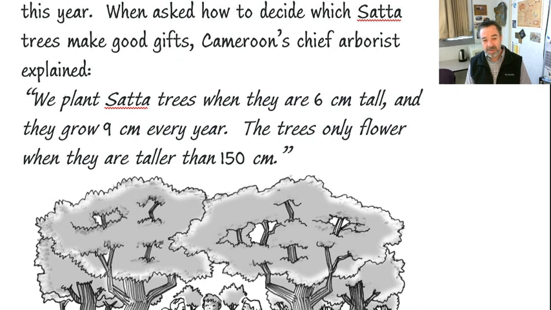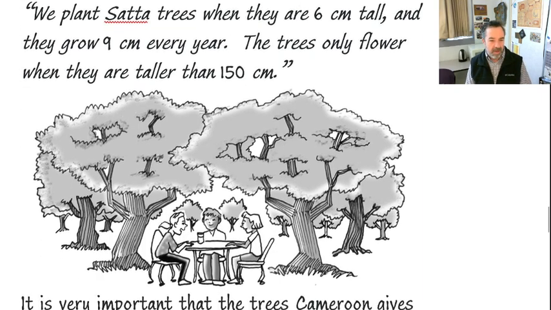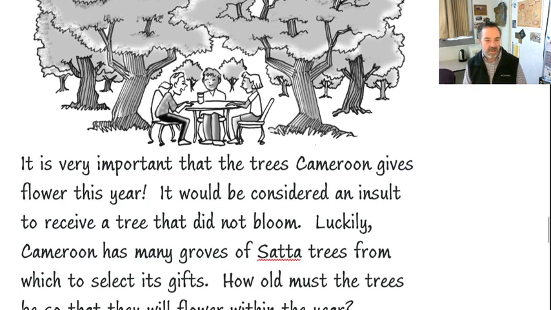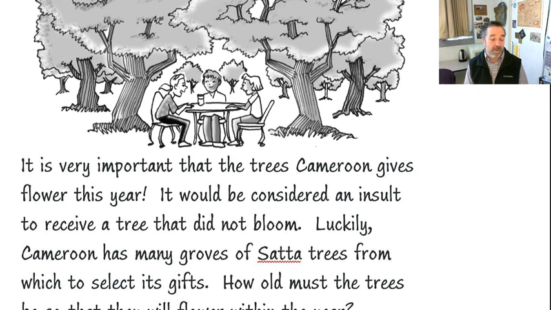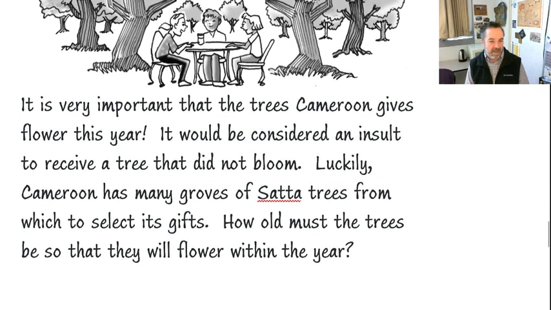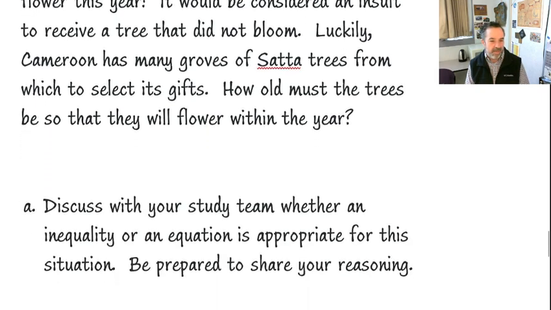And perhaps there's an inequality in there as well. It's very important that the trees Cameroon gives flower this year, so they want them to flower this year. It would be considered an insult to receive a tree that did not bloom. Luckily, Cameroon has many groves of sada trees from which to select its gifts. How old must the trees be so that they will flower within the year?